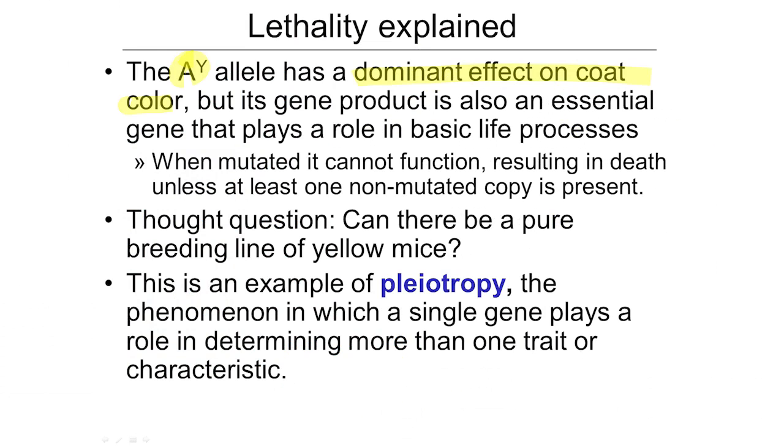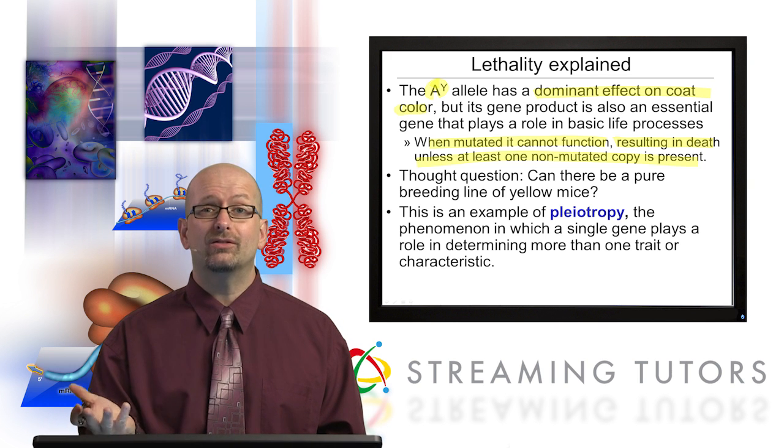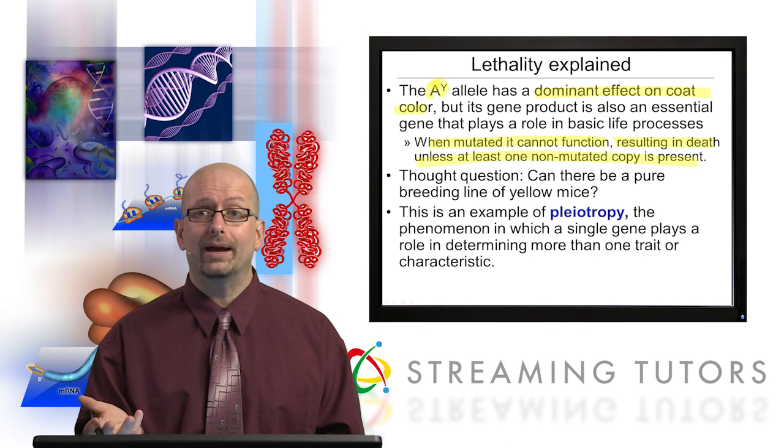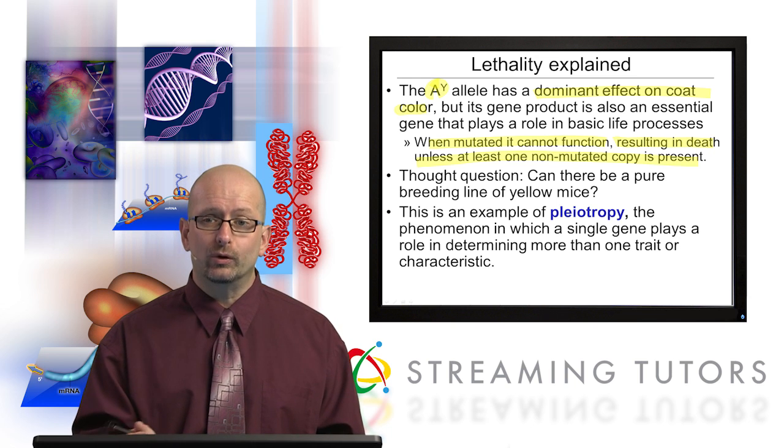So when it's mutated to AY, it can't function in the very fundamental way that's necessary for life. But it can cause an effect on coat color. I know it's not immediately clear why this is the case. So death is going to occur unless you have at least one non-mutated copy. So you can have one AY with capital A, but with 2 AYs, you're not making a certain product that's necessary for development. Okay? So that explains both lethality, and it explains the 2-to-1 ratio.